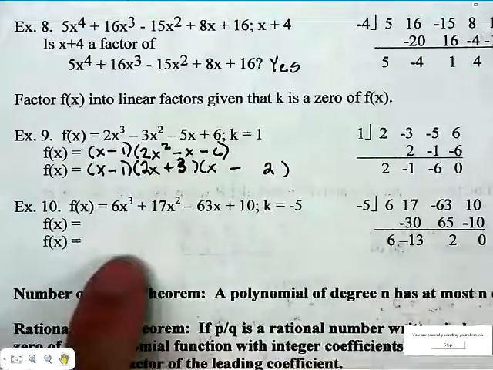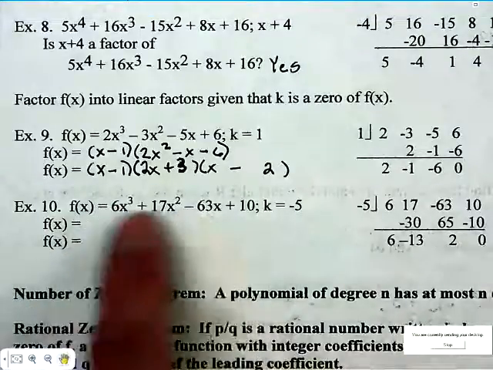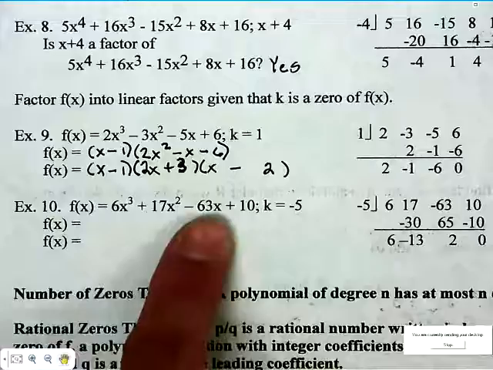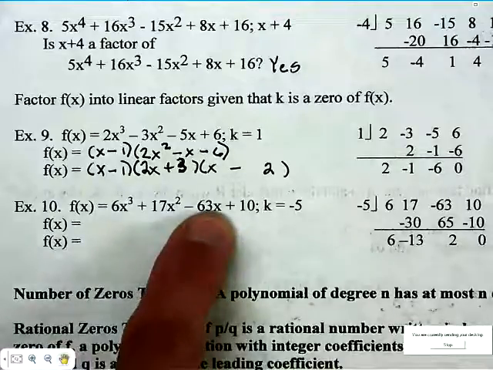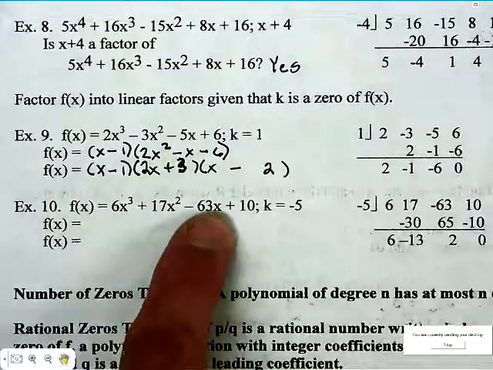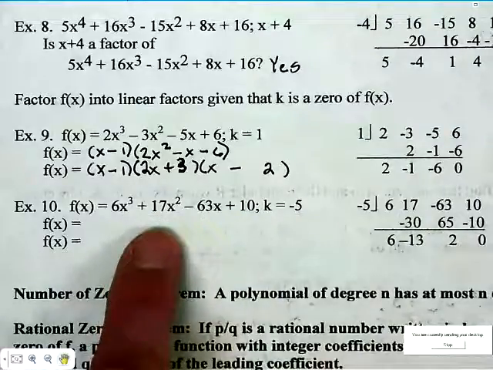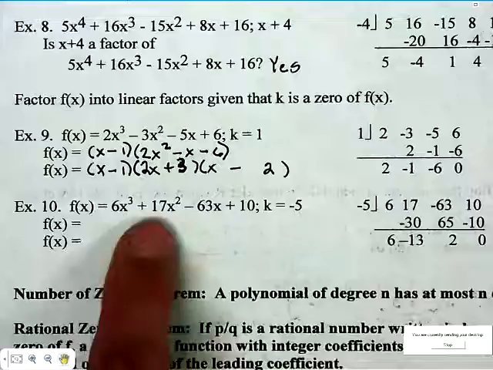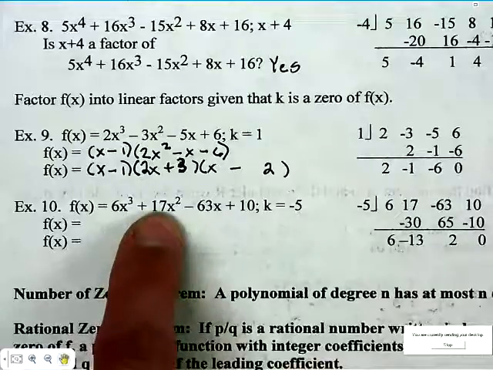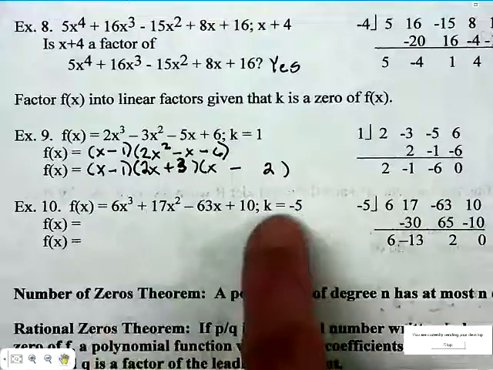All right, example 10, same thing. I have a third degree polynomial that I could not factor by grouping. If you gave me that in chapter R, I would have tried grouping and then I would have said prime. I would be wrong. It's not that it's prime, it's just that I didn't know how to factor it until today. I'm given the first zero, negative 5.